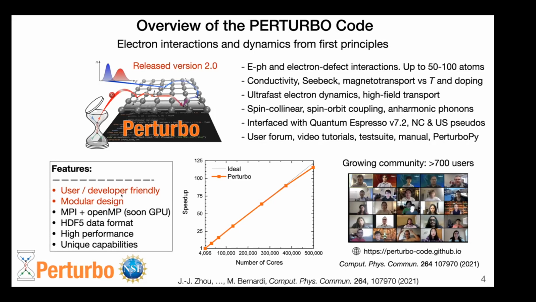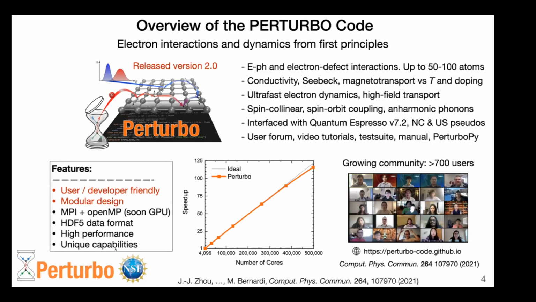Now, that modular design is also accompanied by efficiency. In particular, Perturbo is parallelized with both MPI and OpenMP. We're also developing GPU acceleration. You see here, these are tests done on Cori, NERSC's supercomputer, where basically there is a nearly ideal scaling of Perturbo's performance up to about 500,000 CPU cores. Basically, the code can already be used on large supercomputers. In fact, on NERSC's machine, it is available as a module.